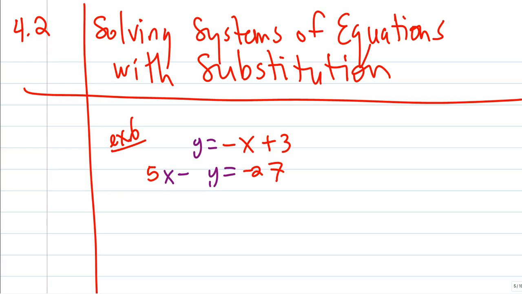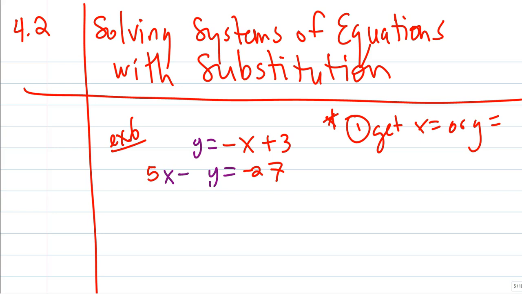So section 4.2 picks up right where we left off. We decided that this question was not fun to do by graphing, so we're going to try substitution. Step 1. We need to get either x equals or y equals. I'm going to recap and just say, I don't like to use substitution unless this is done. Then I love substitution. Look at this question.